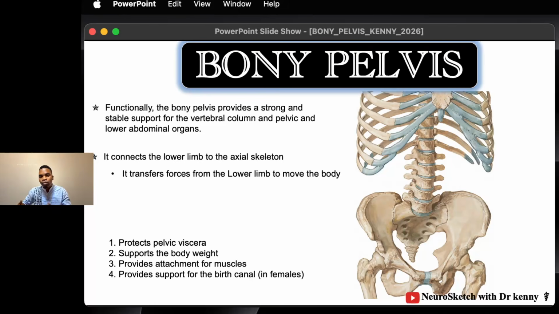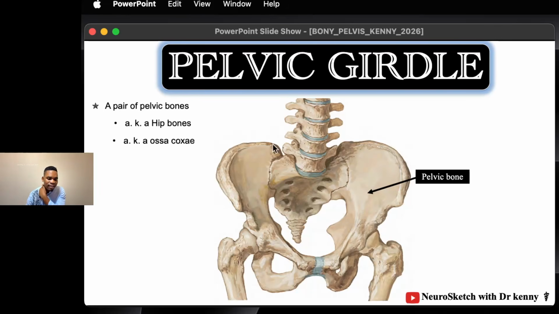Like when you are moving, what moves is actually the lower limbs, but they are transferring this force to move the whole body. The body weight is coming from the axial skeleton and being connected to the appendicular skeleton by way of the bony pelvis. We also have a lot of muscles attaching to different parts of this bony pelvis, so it serves as a point of muscle attachment. In females, it also provides support during birth, during vaginal delivery. So we have the pelvic girdle, and the pelvic girdle is formed by a pair of pelvic bones.